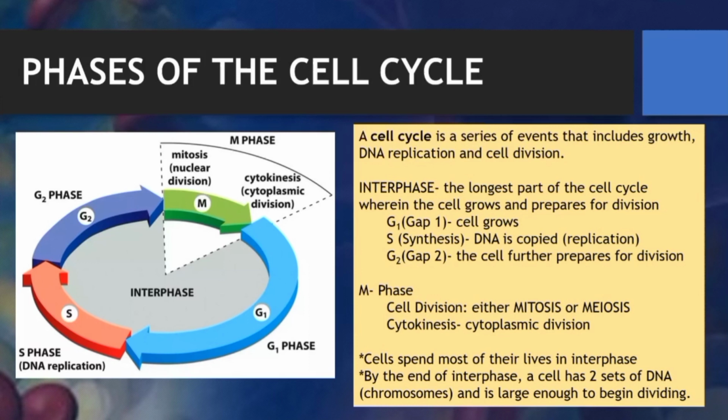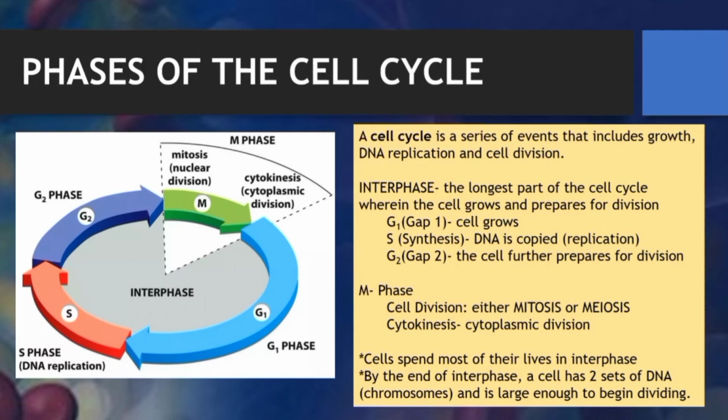Yung interphase ay merong tatlong parts or tatlong stages. Number 1, or the first stage, is G1, gap 1, or in some books, some references, you'll see growth 1, and it is where the cell actually grows. Then S phase is known as the synthesis. It is where DNA is copied, or the term is replication. And for gap 2, G2, or growth 2, the cell further prepares for division.